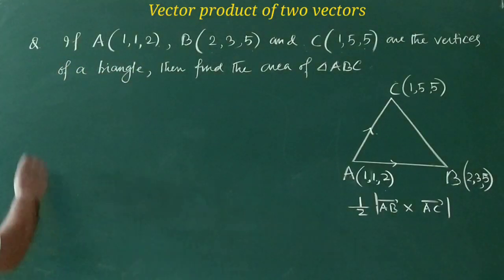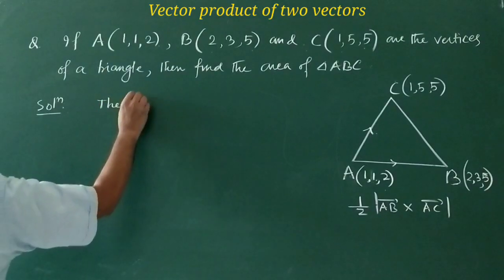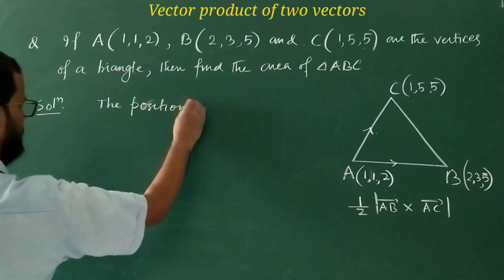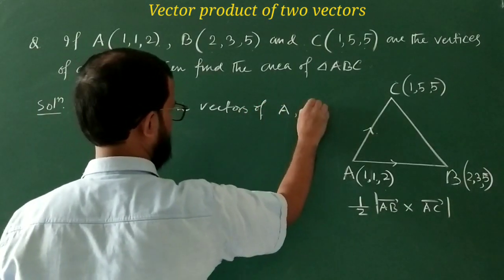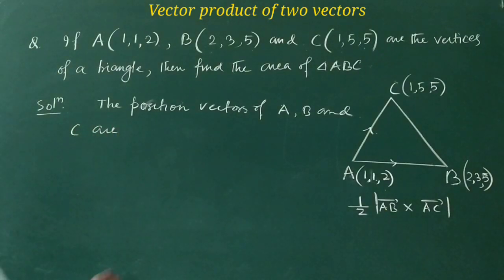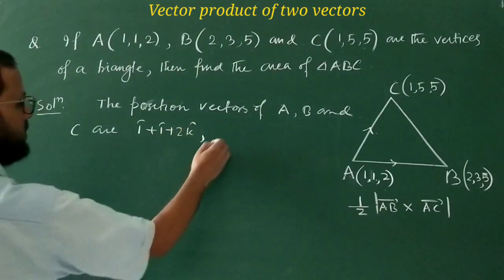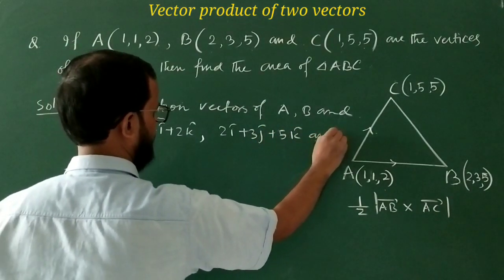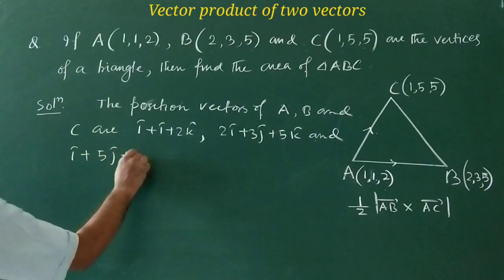So how to start? The position vectors of A, B and C are what? The first is i cap plus j cap plus 2 k cap. The second one is 2 i cap plus 3 j cap plus 5 k cap, and finally it is i cap plus 5 j cap plus 5 k cap.